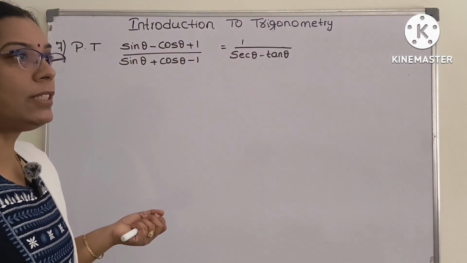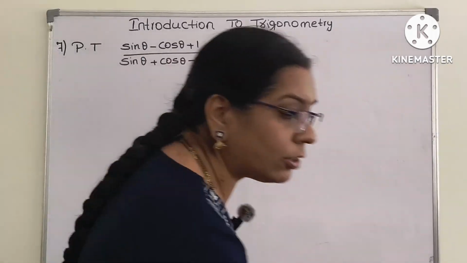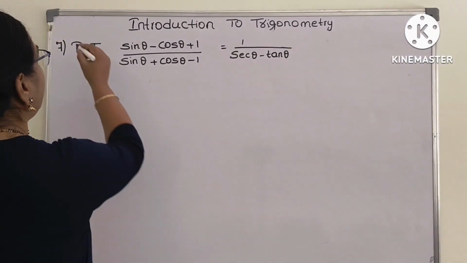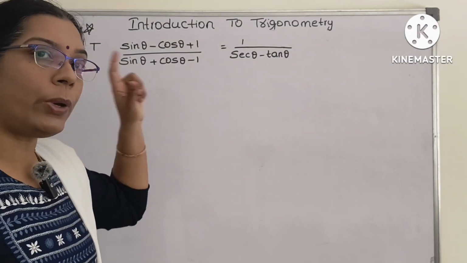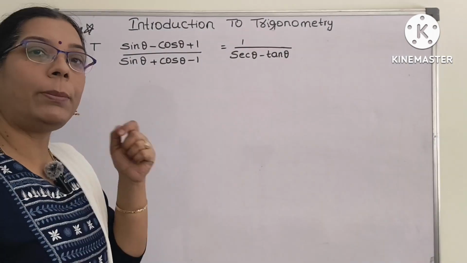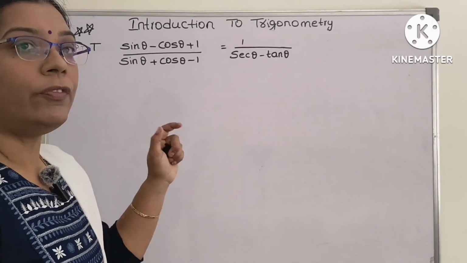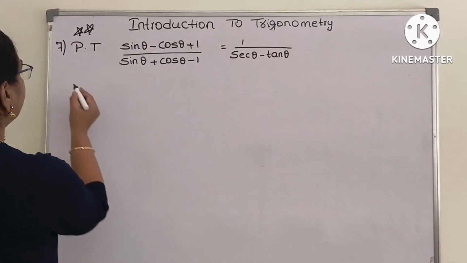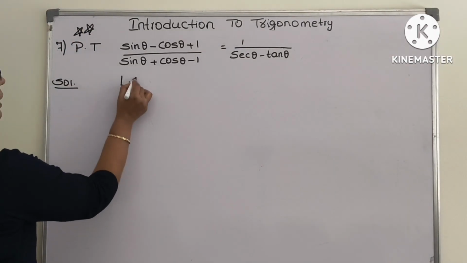Yes, my previous method failed where I wanted to simplify the RHS. So now I will use a very important trick. And this sum, children, is very, very important. Not only because it has come twice in the boards in 2015 and 19, but because we are doing something new in this sum, which is dividing the terms by a cos. Solution. So I will take LHS.